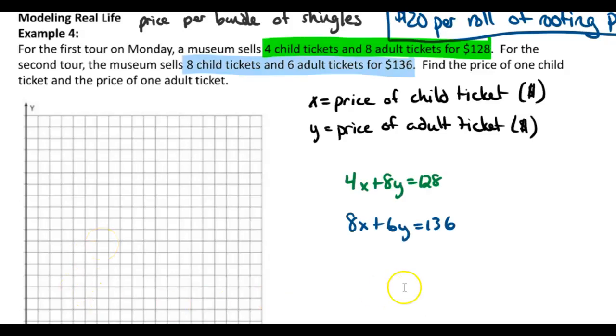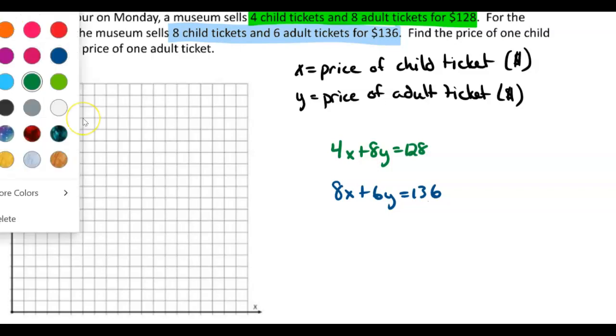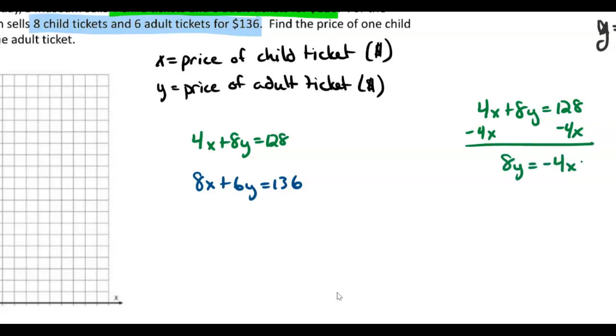Okay, if X is the price of a child ticket and Y is the price of an adult ticket, here are my two equations. I went ahead and color coded them for you. And then I rearranged these equations. A lot of times I will just use scratch paper to do it. I'm going to take that equation, 4x plus 8y equals 128, and rearrange it to where y is by itself. So move the x first. I subtract it, so I get negative 4x plus 128. Now divide by 8. I get negative 1/2 x plus 128 divided by 8.